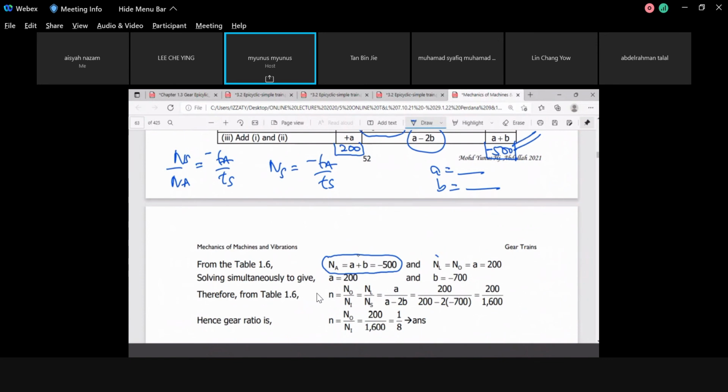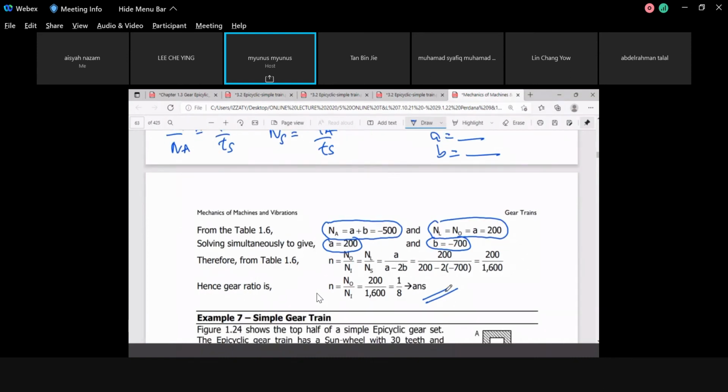Then you solve equation. These two equations. You get A 200, B 700. You put in the equation, you'll be getting that results. So without A and B, you cannot solve, unless the question asks you about expression or gear ratio in terms of equation. Any question?